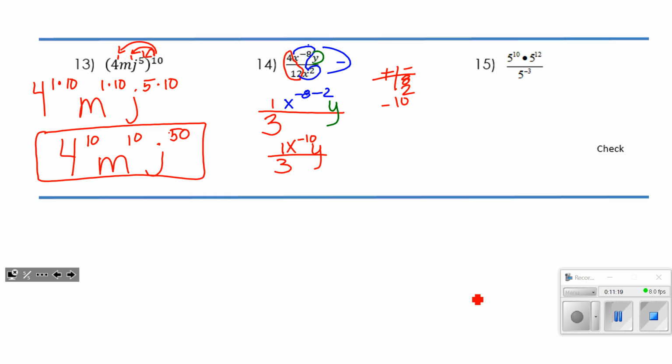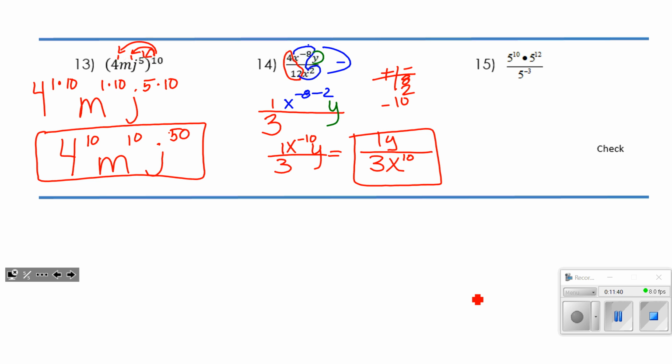We do see that we have a negative attitude, so they need to go downstairs to become positive. So we have 1y left upstairs, and then 3x to the 10th downstairs. And that is your final answer.